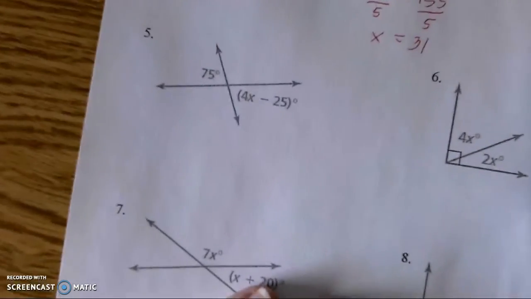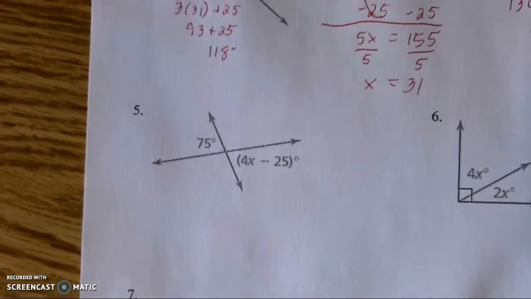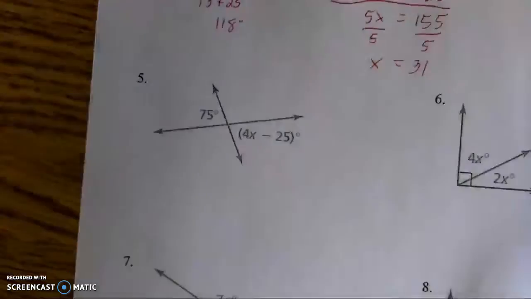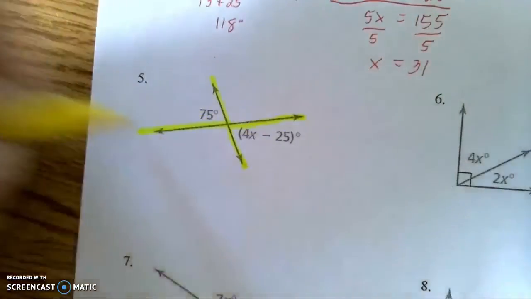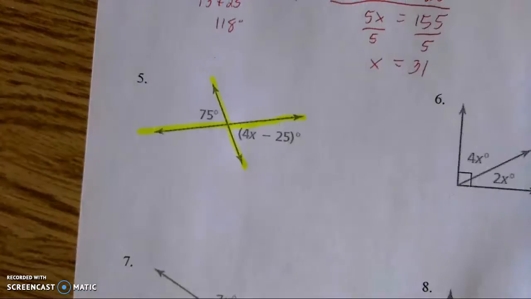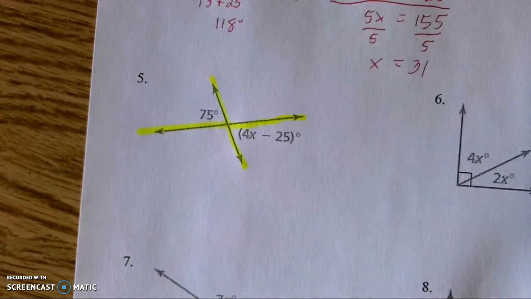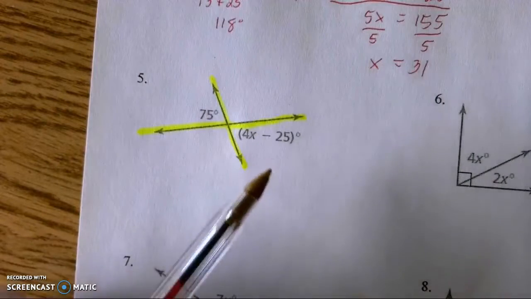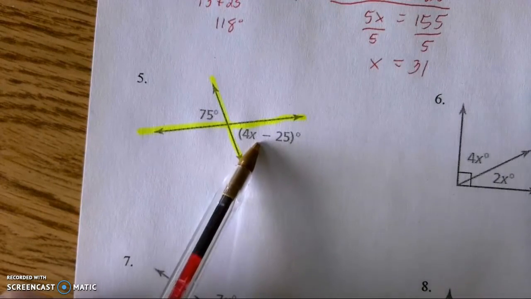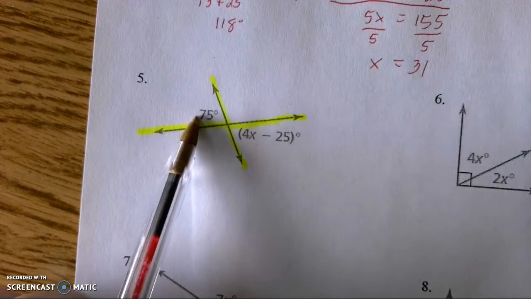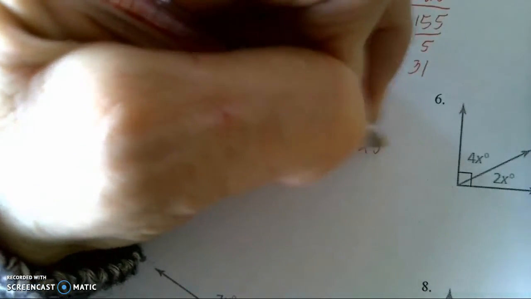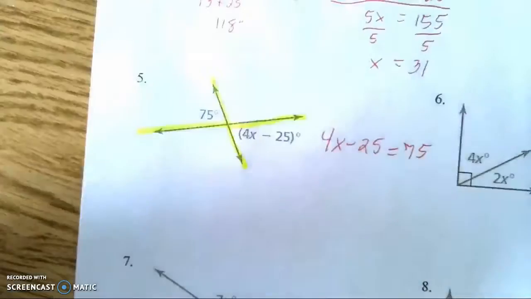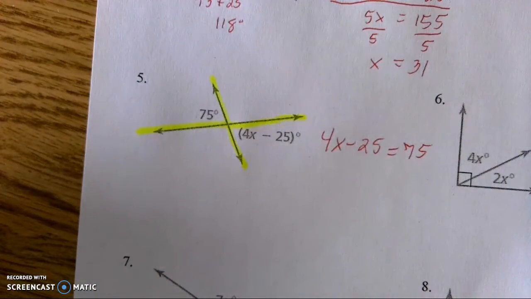Now, when you look at number 5, you're going to notice something a little bit different, because what I have here are vertical angles. Okay, I have two lines intersecting. Now, what do we know about vertical angles? Well, we know that vertical angles are equal. So that means that this angle has to be 75, because that one is 75. Again, set it up as an equation. 4x minus 25 equals 75.